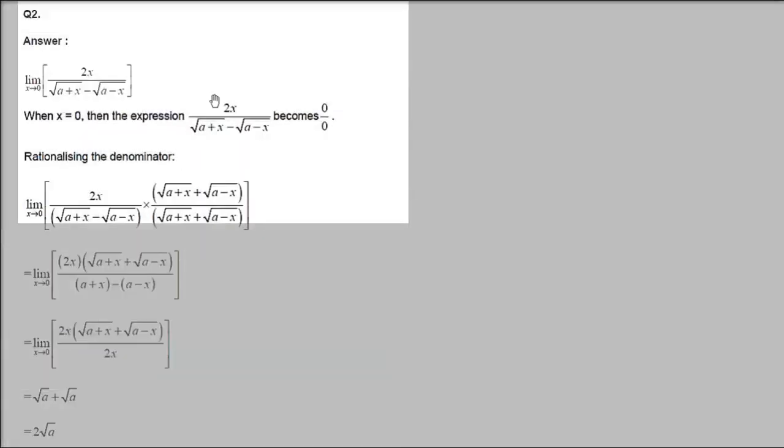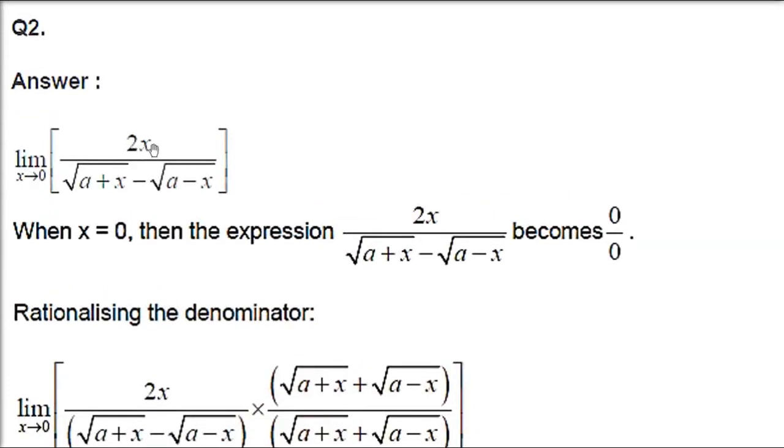This is question number 2. The same thing we have to do here. If you put x as 0 in the numerator and denominator, you are going to get 0 by 0, because under root a plus 0 minus under root a minus 0 is under root a minus under root a in the denominator, that we don't want. 0 by 0 we don't want. So is it possible to do by some other method?